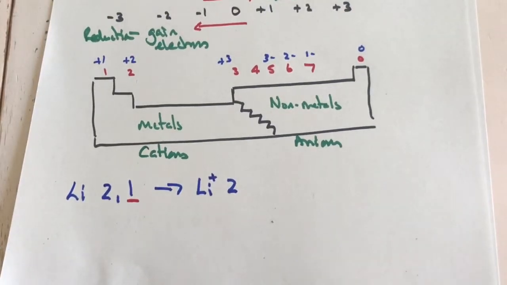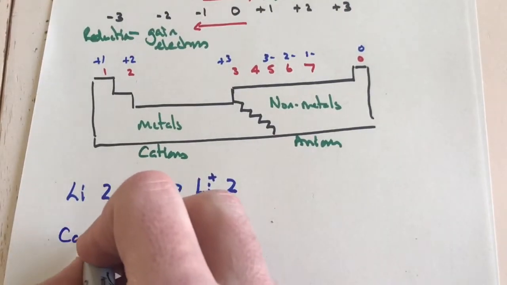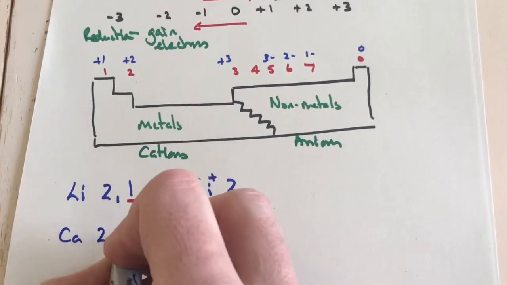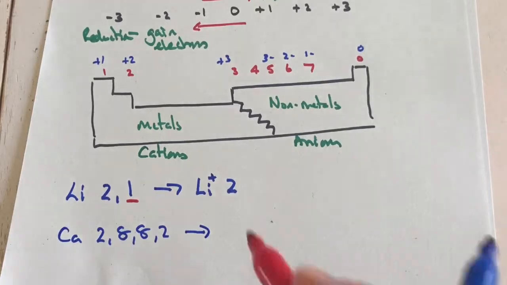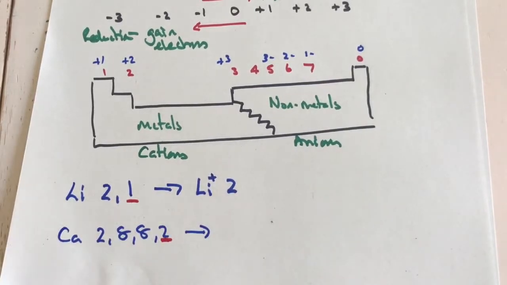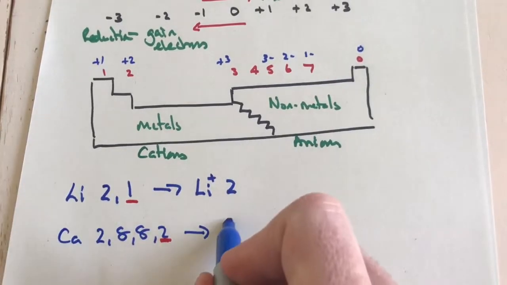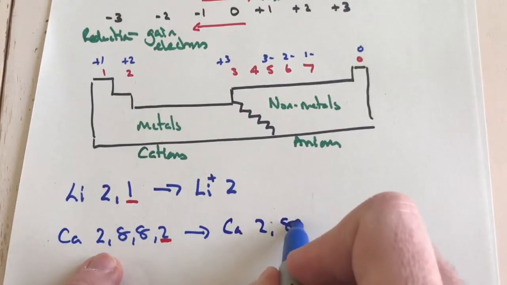Let's pick a different one. Let's pick calcium. Calcium has 20 electrons, so it's 2, 8, 8, 2. Again, that's not a stable electron arrangement. So how does it become stable? It needs to lose those 2 electrons. Loses 2 electrons, so it forms calcium, which is going to be 2, 8, 8.